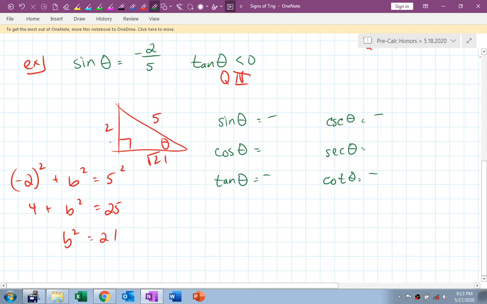Okay, sine, opposite over hypotenuse, so 2 over 5. It was also given to us. It's negative. Cosecant, flip it. Cosine first: adjacent over hypotenuse, root 21 over 5. Secant, 5 over root 21. Don't worry about rationalizing the denominator. You can if you want. You don't need to do it. Tangent, opposite over adjacent, 2 over root 21. Cotangent, just flip it. Root 21 over 2. That's it.